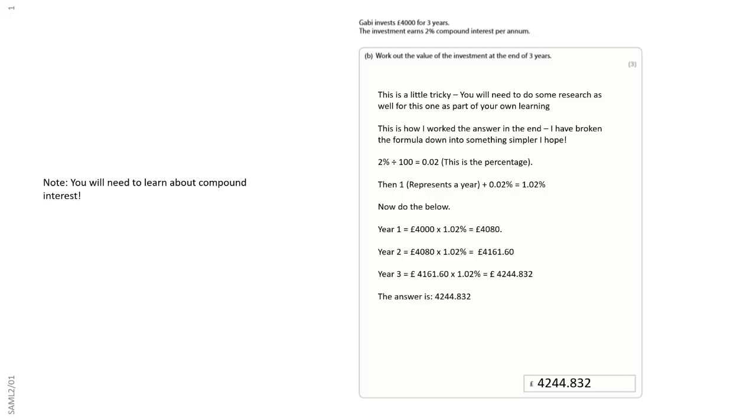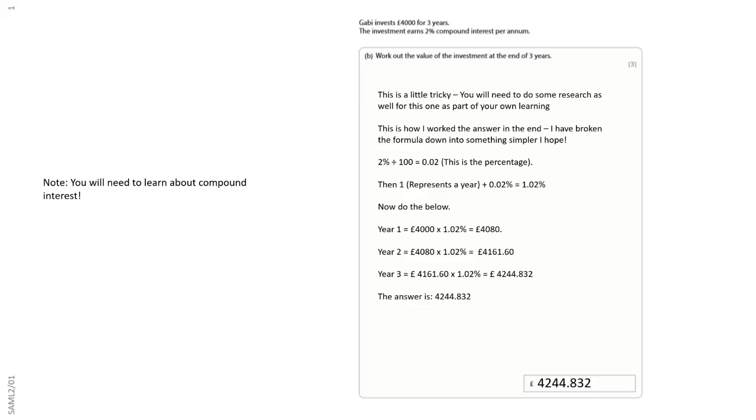All right, so let's have a go. We have our rate of 2%. You need to divide that by 100, which gives you 0.02, and that would apply to any percentage that you're given in terms of compound interest. Then you need to add 1 to it, which represents a year. So our 0.02 becomes 1.02. Now we can start doing some calculations.